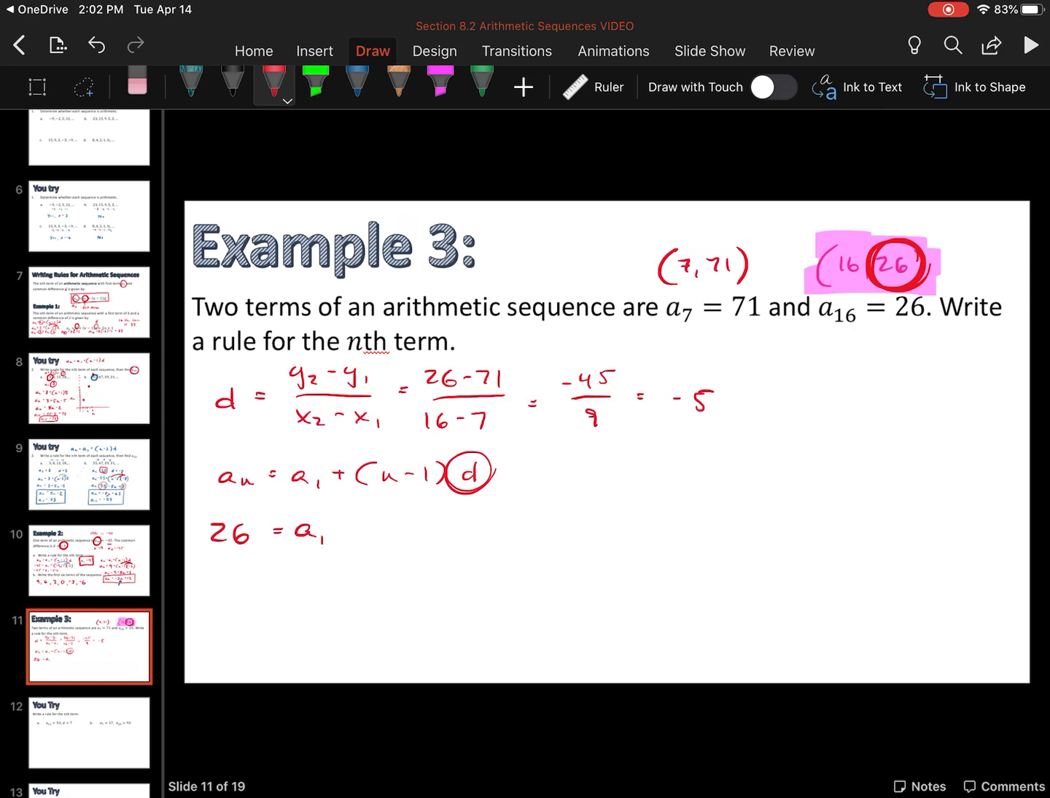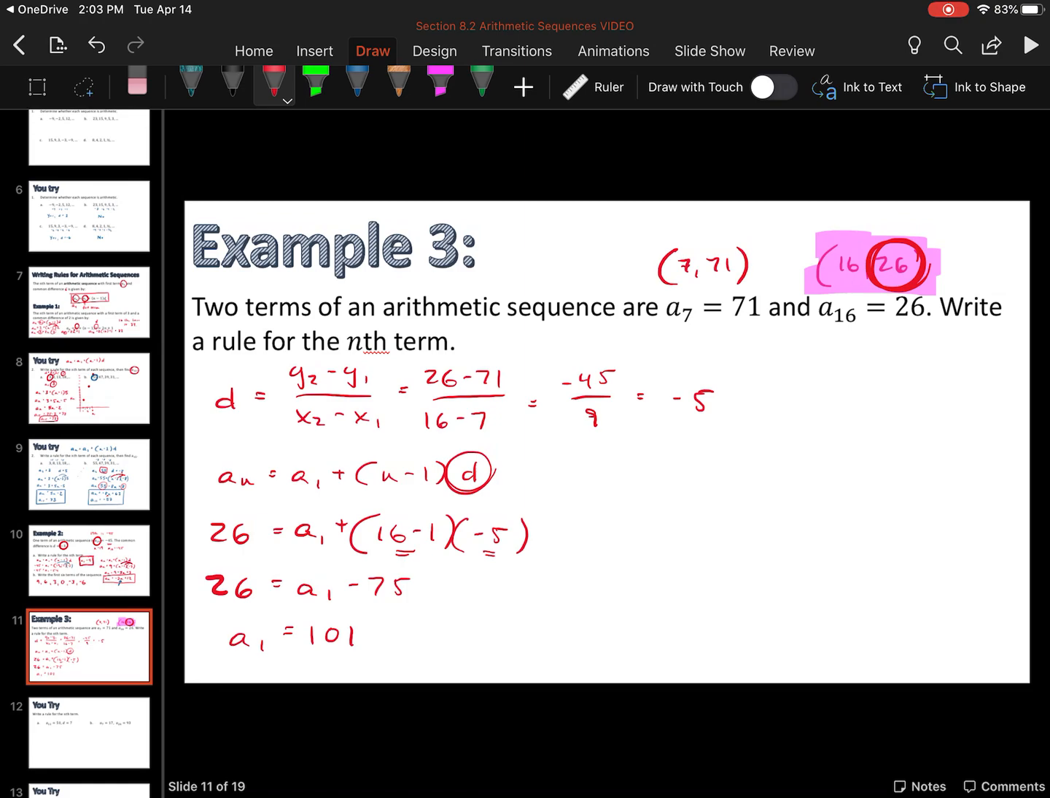We don't know the starting value, but we know it's the 16th term, and then my common difference is negative 5. So when we multiply this out, 16 minus 1 is 15. 15 times negative 5 is negative 75. So I have 26 equals a sub 1 minus 75. Add 75 to both sides. A sub 1 is 101.